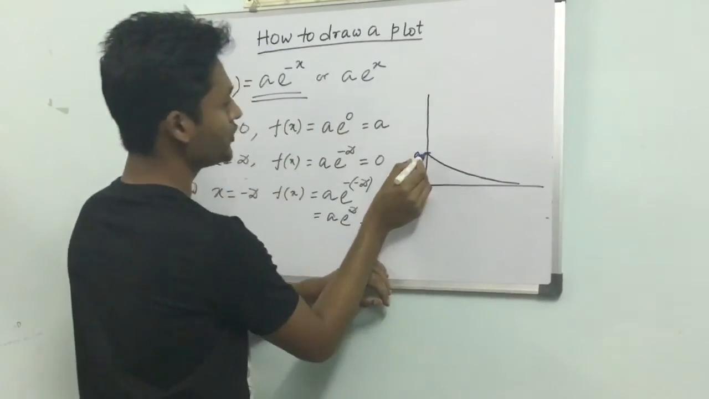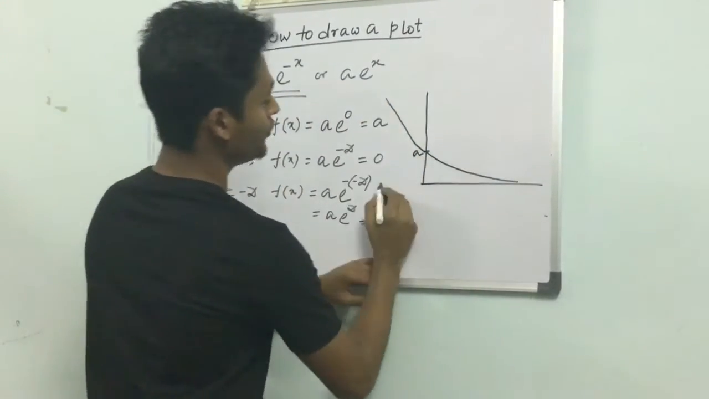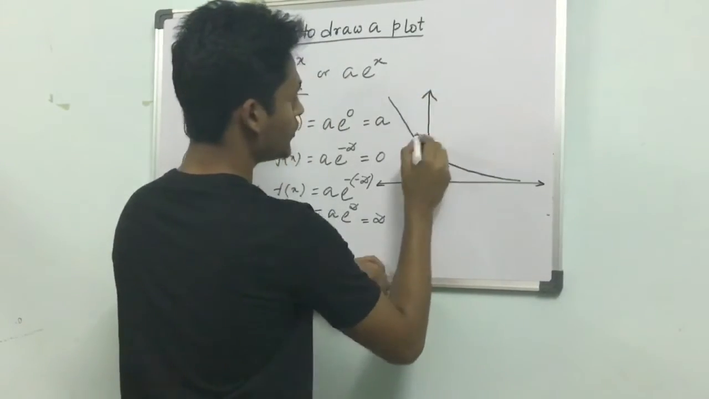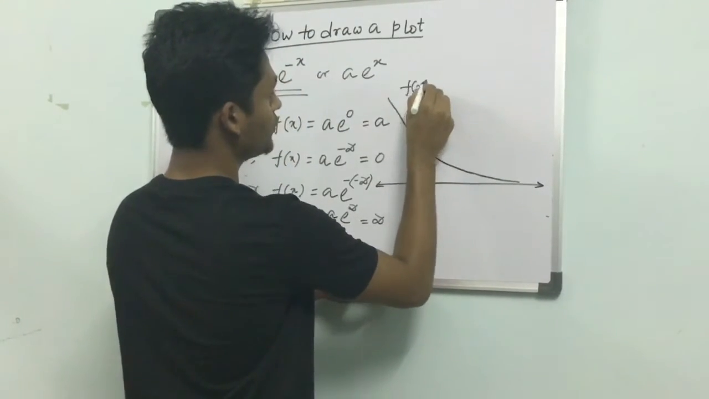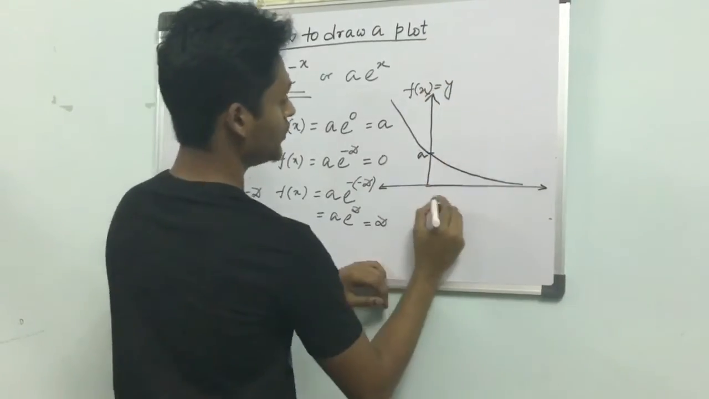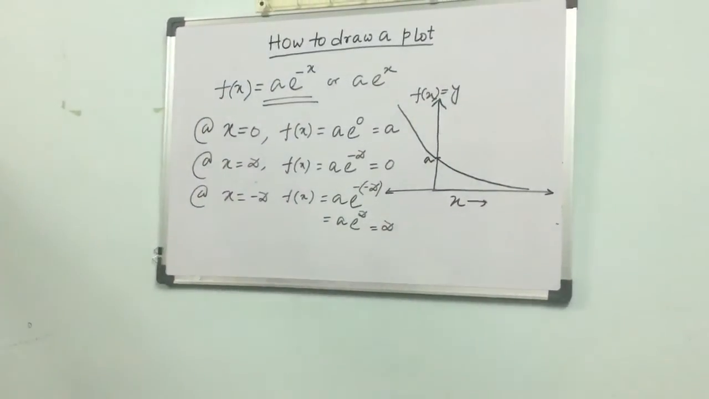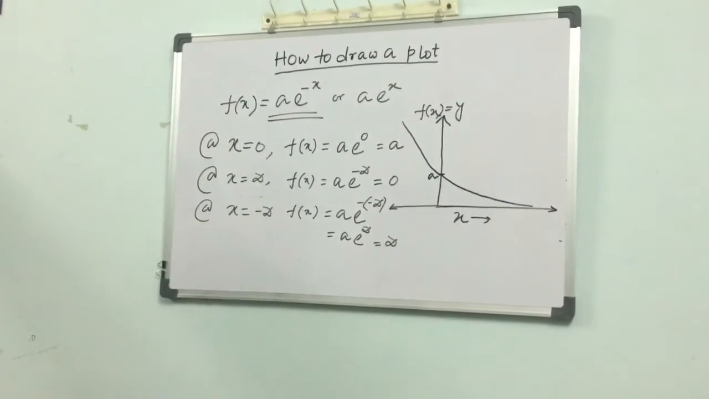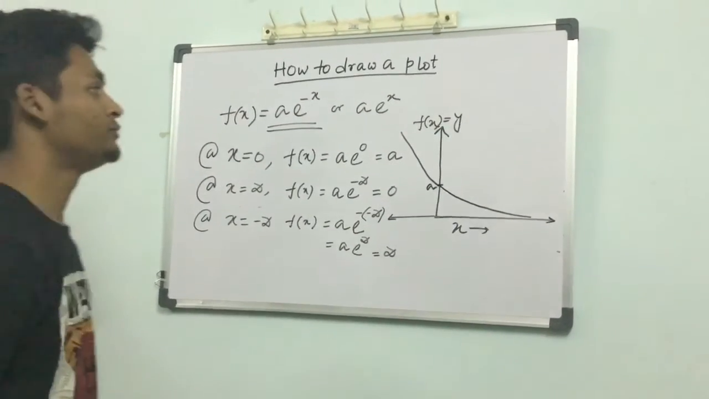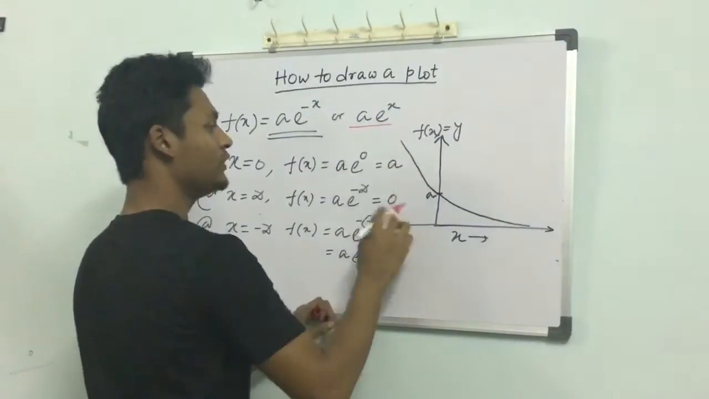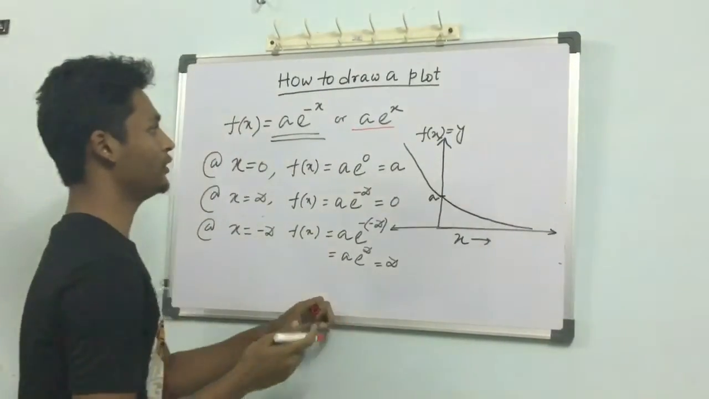And at minus infinity it is going to be infinity, that is f(x), or rather you can say it as y, and this is x. Okay, so if we draw the same plot in the same coordinate axis, what will happen?